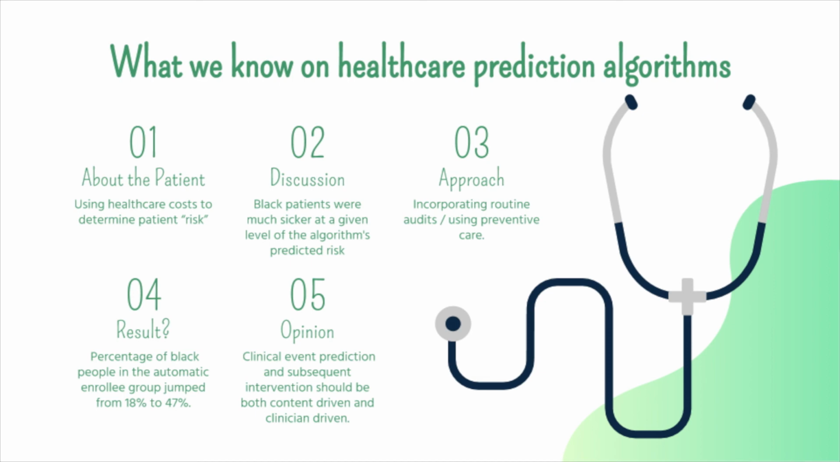By tweaking the algorithm to use other variables to predict patient risk, such as costs that could be avoided by preventative care, more generally incorporating routine audits into algorithm developers' workflows would help. By correcting for the health disparities between blacks and whites, the researchers found that the percentage of black people in the automatic enrollee group jumped from 18% to 47%.